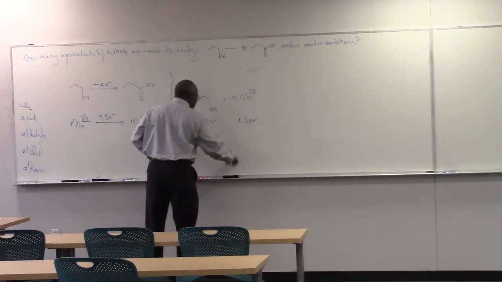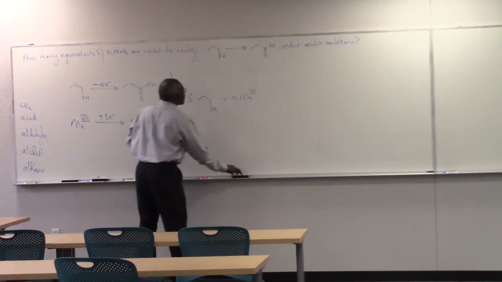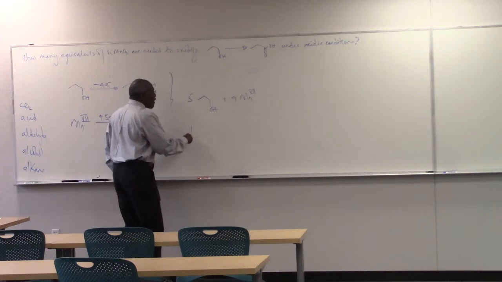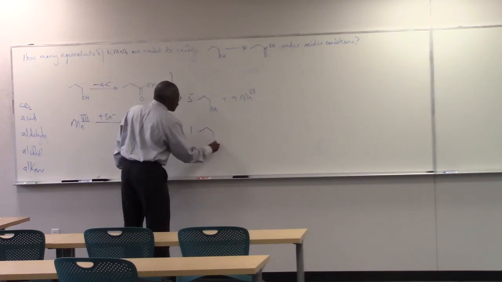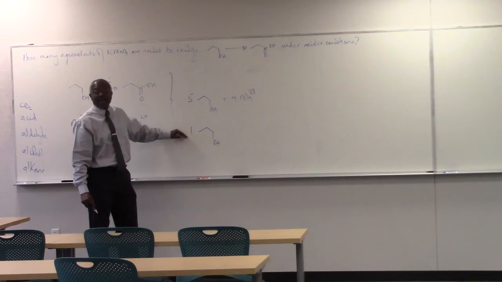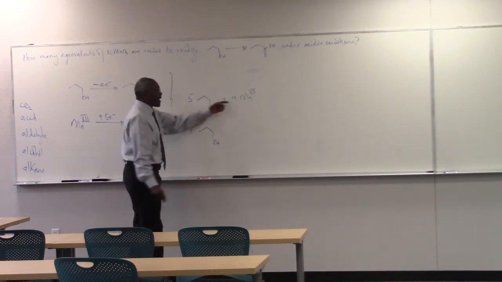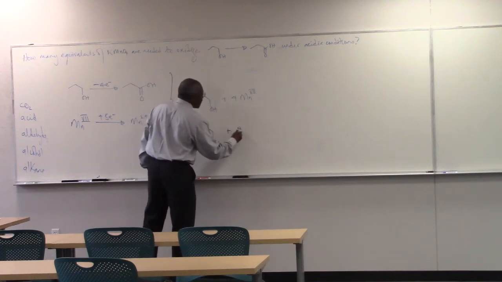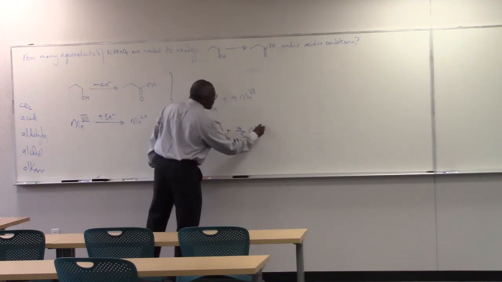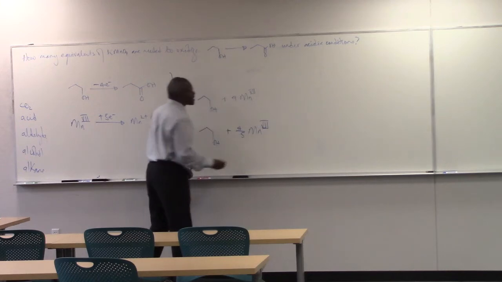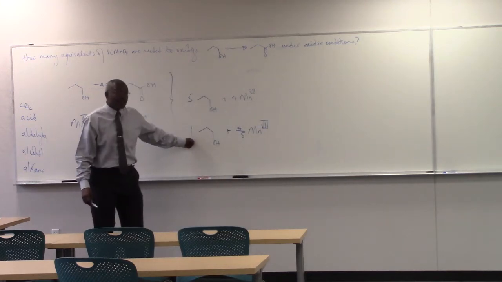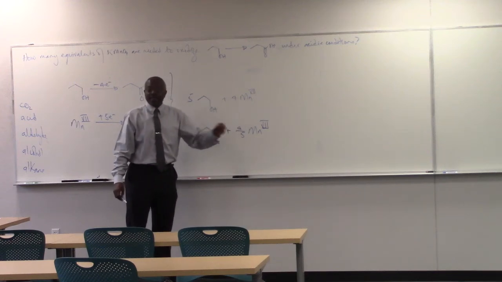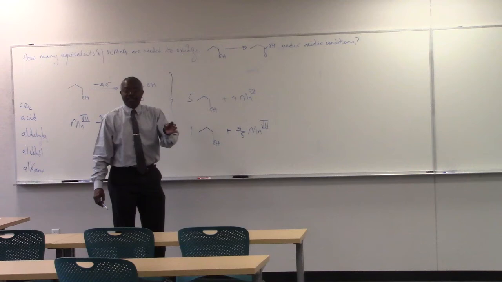So if 5 alcohols require 4 manganese 7s, then for 1 alcohol, how do I go from 5 to 1? I divide by 5. Therefore, I'm going to divide this side by 5 as well. So the 1 alcohol will need 4/5 of my manganese 7. 1 mole of the alcohols will need 0.8 moles of manganese 7. In other words, 0.8 equivalents.